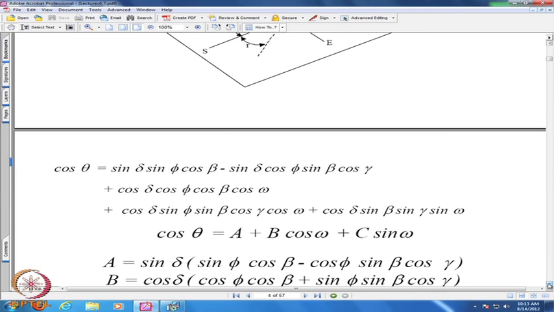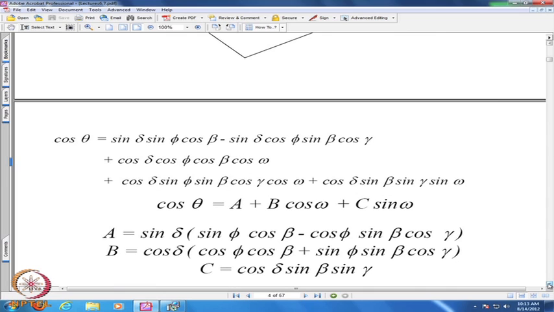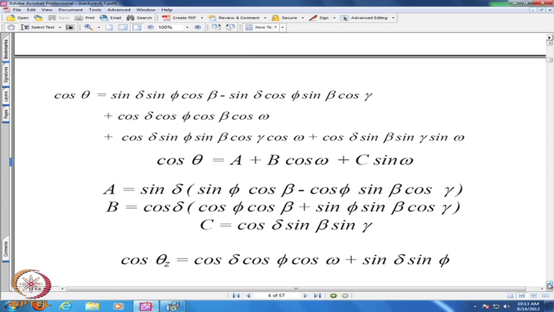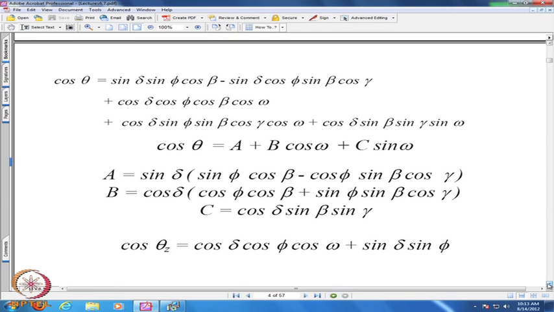This can be formally written in a simplified form as a plus b cos omega plus c sin omega, where the constants a, b and c are defined. If you put beta equal to 0, you will come across the horizontal surface or correspondingly the zenith angle, which is cosine theta z. Simply you will find that if you put beta equal to 0 in the general equation for cosine theta, you will not find dependence upon the azimuthal angle, which you can expect, because the projection of the outer normal to the surface being horizontal will be a point, consequently there will be no azimuthal angle.